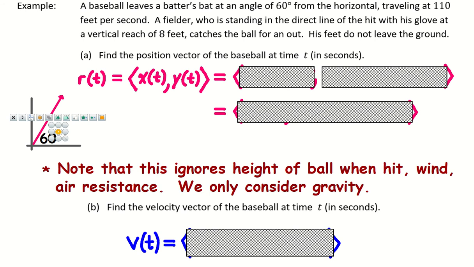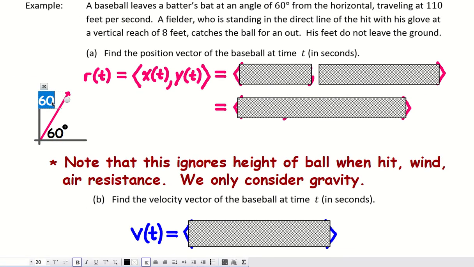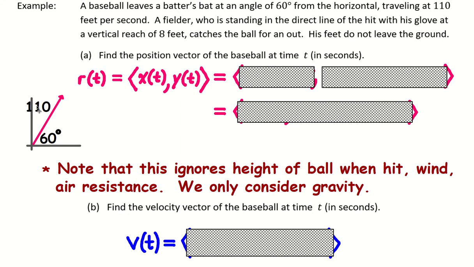The angle is 60 degrees, isn't it? So we know that that's the angle, and we know that the length of this is 110. Okay? So you can write that down in your notes. So knowing those two values, we're supposed to find the position vector, okay?